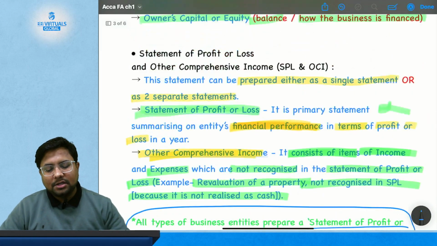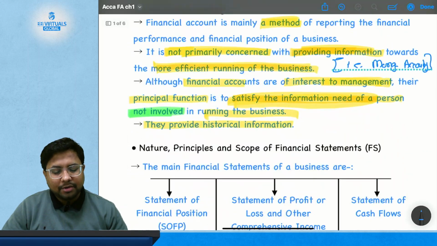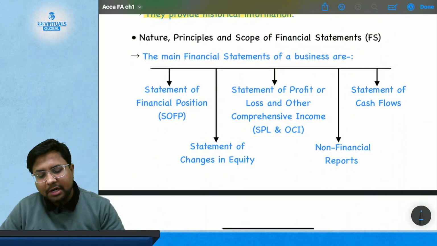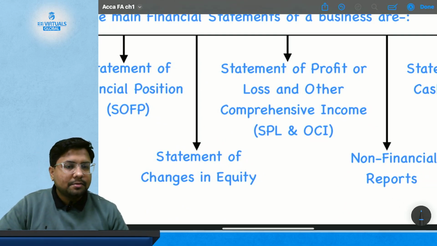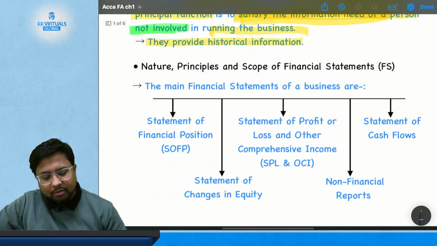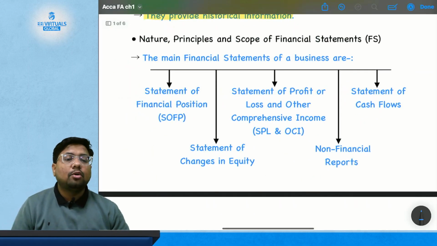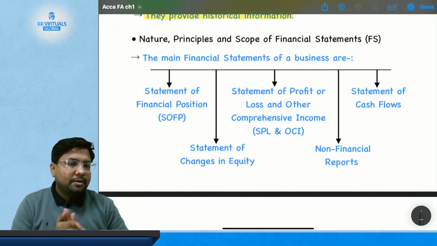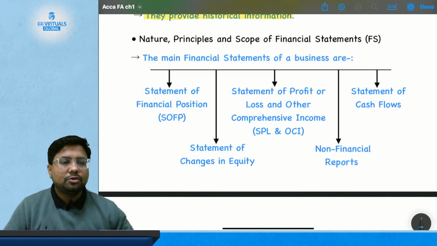So in this first demo class, we have studied what financial reporting is, what financial accounting is, and the nature, principle and scope of financial statements, where we studied the statement of financial position, the statement of profit or loss, and other comprehensive income in brief. Tomorrow we are going to study the statement of changes in equity, the statement of cash flow, and non-profit reports, and we are also going to solve some questions based on today's class. Whatever we have studied today, please revise it at home so that we can solve questions tomorrow.